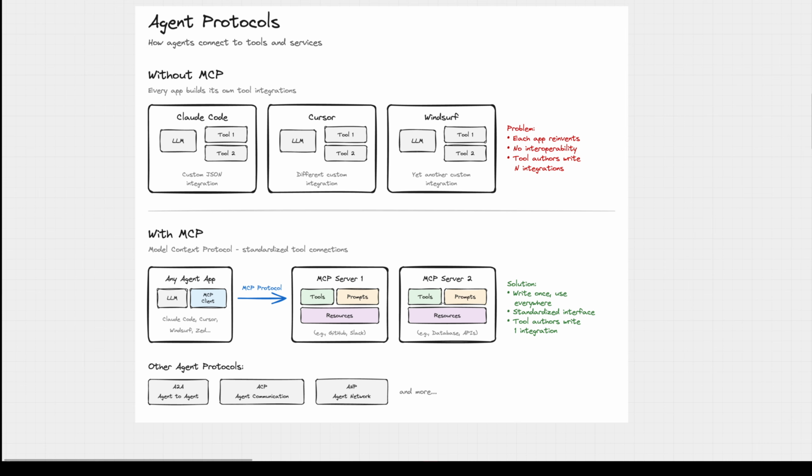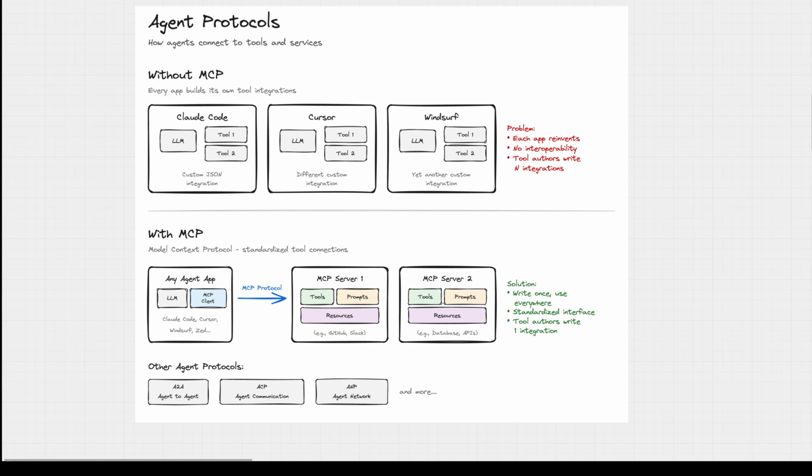If you were a tool author and you wanted your tool to work with all of these, you had to write a separate integration for each of them. There was no standards here. And that's the problem that MCP, the Model Context Protocol, was created to solve. It is a standardized way for any agent app to connect to external tools and services. Now, those external tools and services can be sitting in your local machine or they can be remotely served. Instead of custom integrations everywhere, you had one protocol.